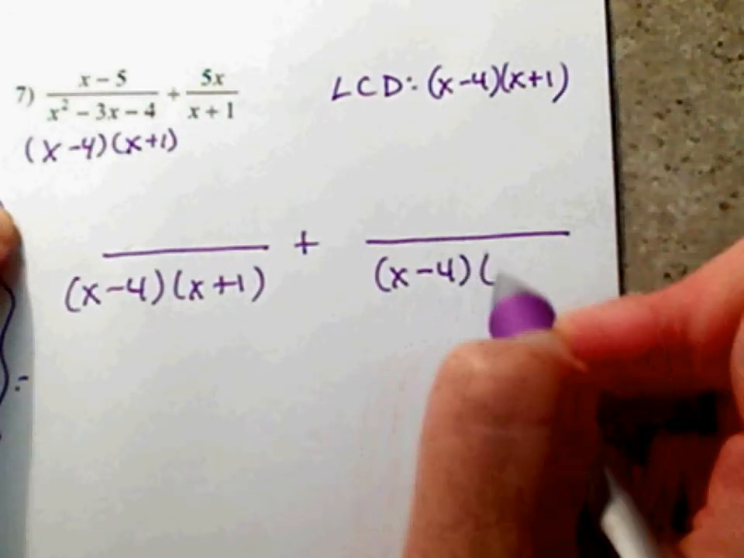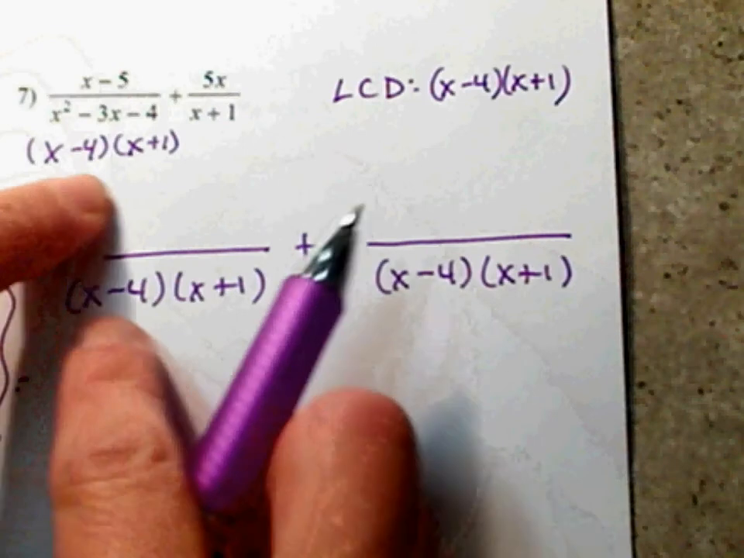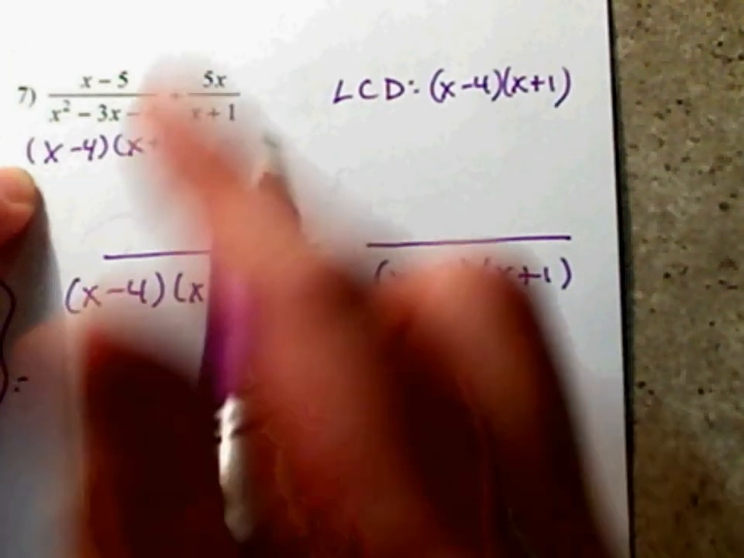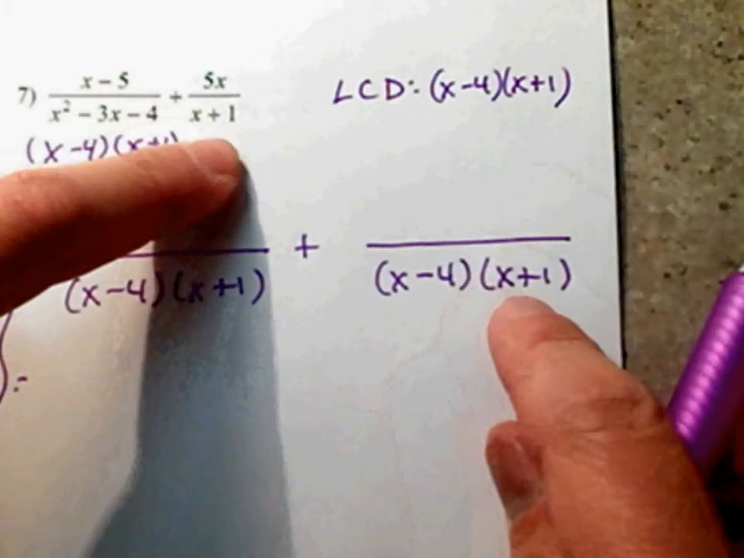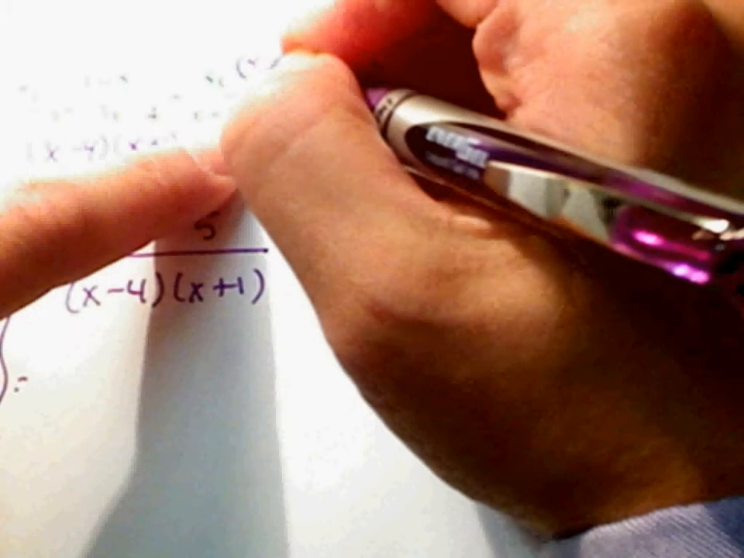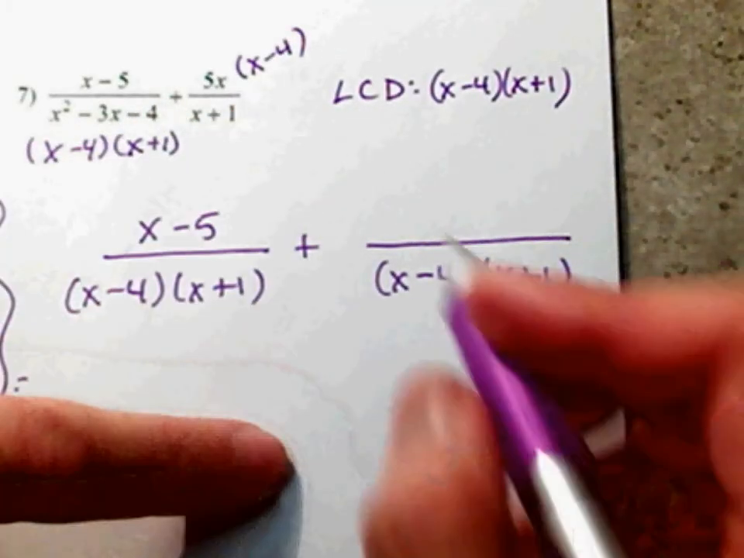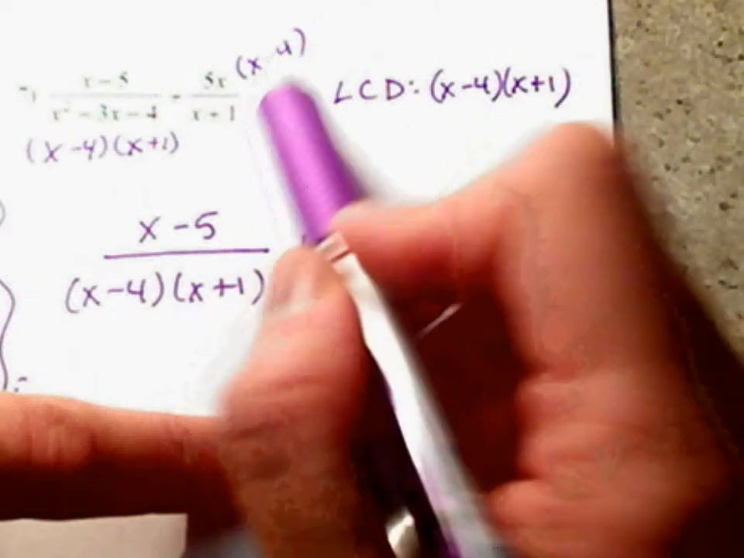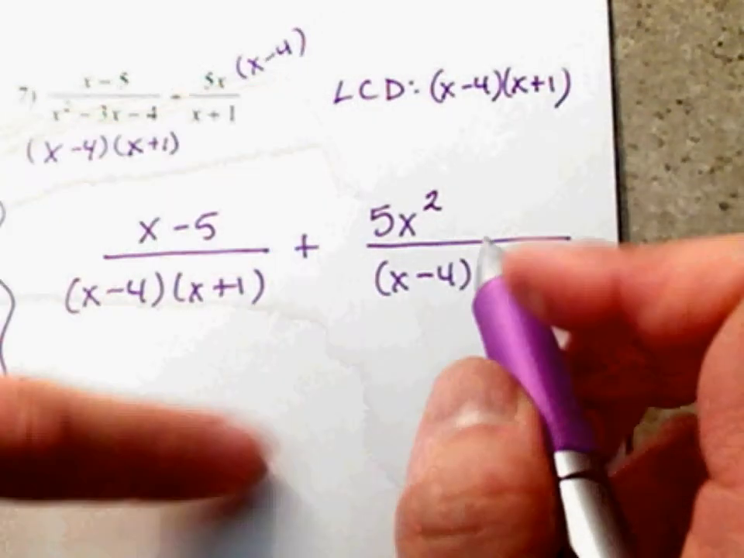Take a look at this first term. Do you see how they're exactly alike? Just bring down your x minus 5. Next factor, I got x plus 1. What hasn't been accounted for? X minus 4. So go ahead and distribute that if you want to. 5x times x is 5x squared. 5x times negative 4 is negative 20x. Okay?